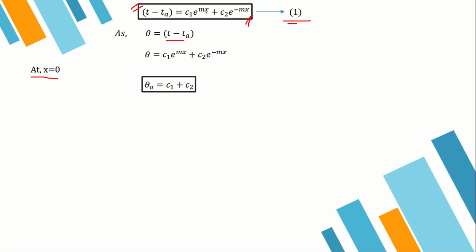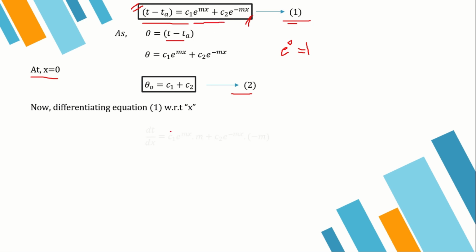As we put the value of x here as 0, e raised to the power 0 would be equal to 1. So we are left with theta naught is equal to C1 e raised to the power 0 plus C2 e raised to the power 0, and theta naught would be equal to C1 plus C2. Now we will assume this equation as equation 2, and we will also differentiate this equation with respect to x.